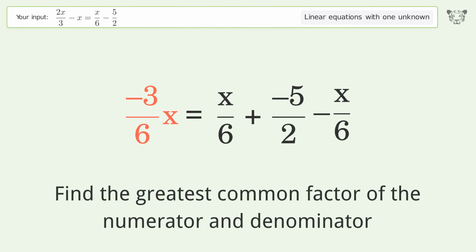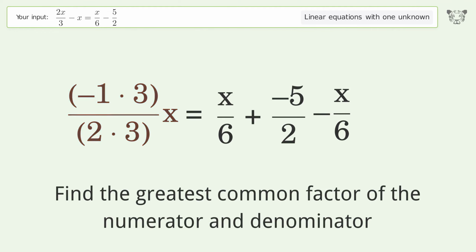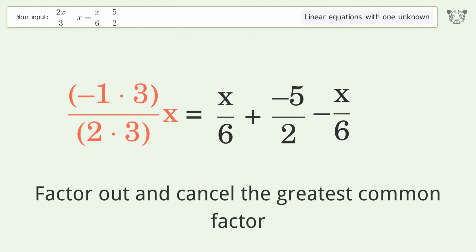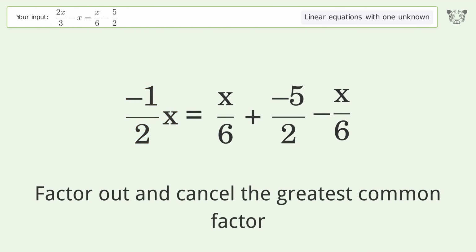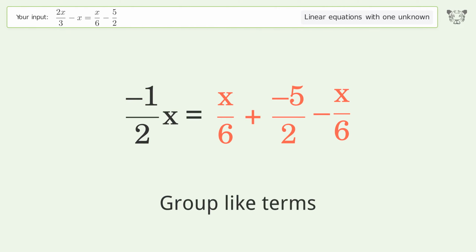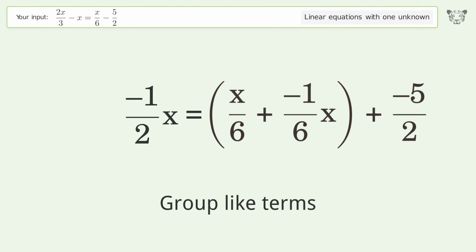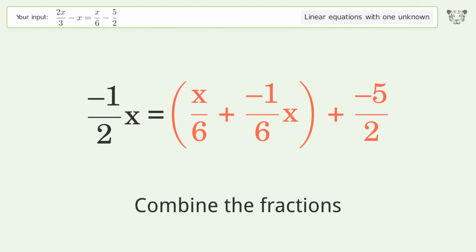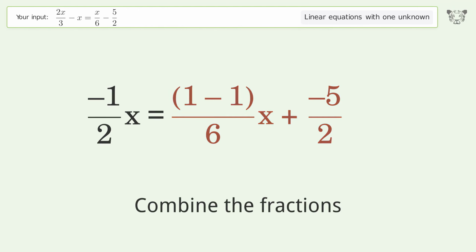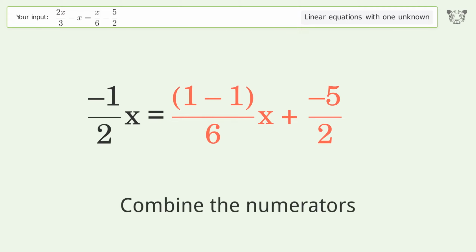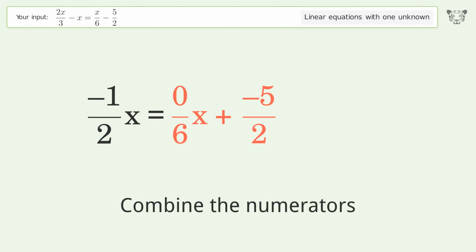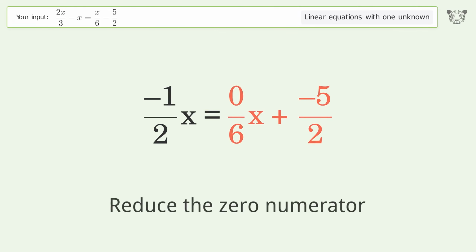Find the greatest common factor of the numerator and denominator. Factor out and cancel the greatest common factor. Group like terms. Combine the fractions. Combine the numerators. Reduce the zero numerator.